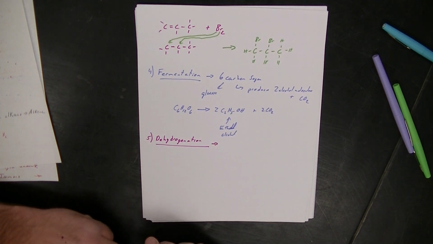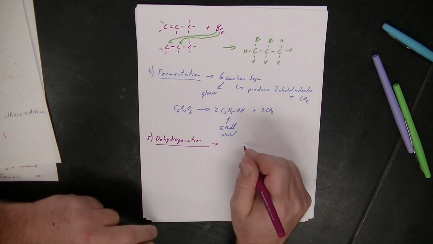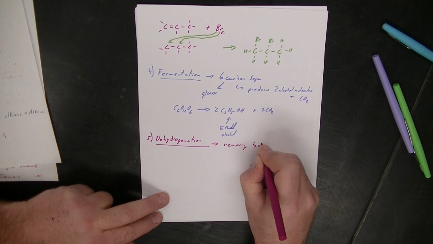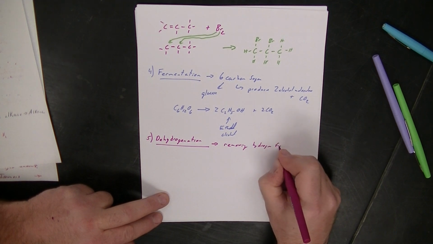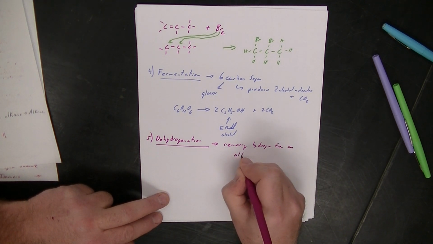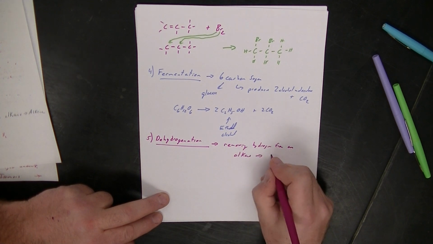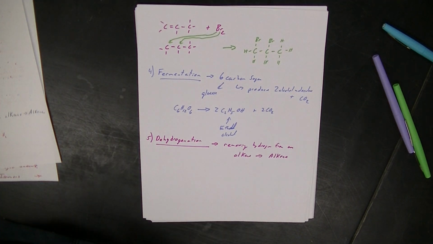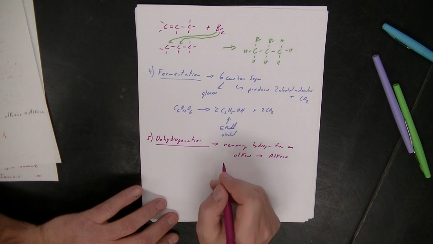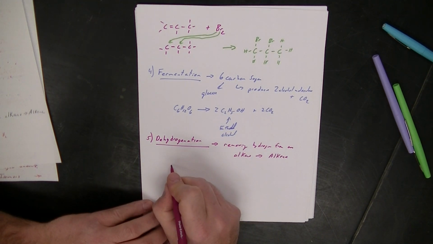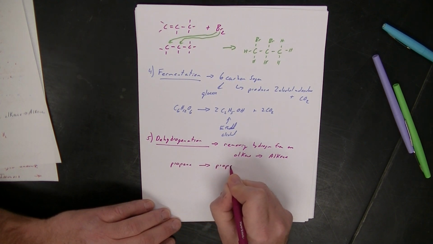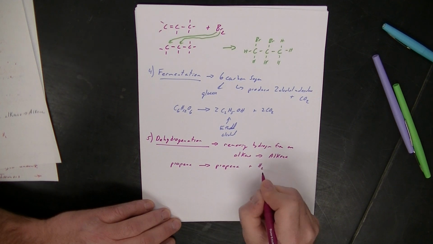This is kind of the opposite of addition. Right, so this is removing hydrogen from an alkane to produce an alkene. So we can go from propane to propene, and it produces hydrogen gas.